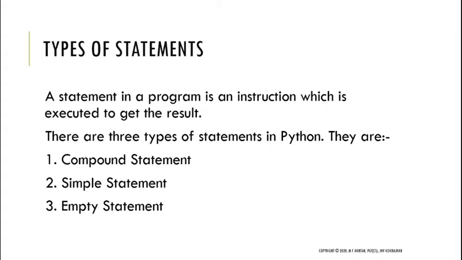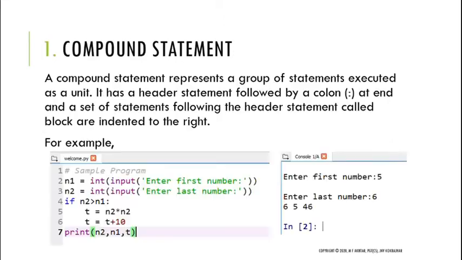A statement is an instruction which is executed to get a result. These statements, when executed, give results, give output or do something. There are three types of statements in Python. All the statements are categorized in three categories. They are: first, compound statement; second, simple statement; and third, empty statement.